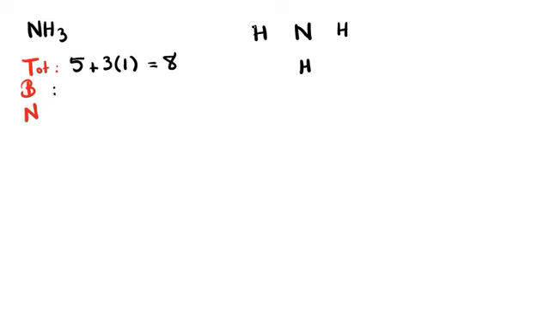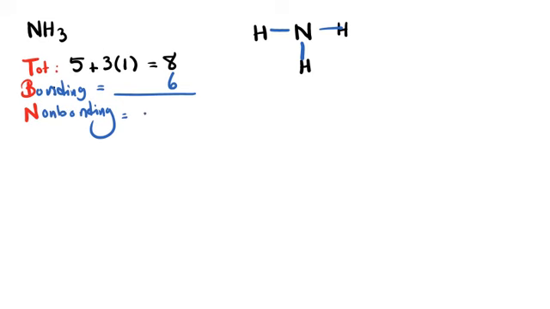Bonding electrons. I'm going to make a bond between the central atom and each terminal atom. I did that. We just need to count the number of electrons. 2, 4, 6. So I have 6 bonding electrons. To calculate non-bonding electrons, let me write non-bonding here to make sure there's no confusion for you guys, and B represents bonding. You just need to subtract 6 from 8, which means 2.